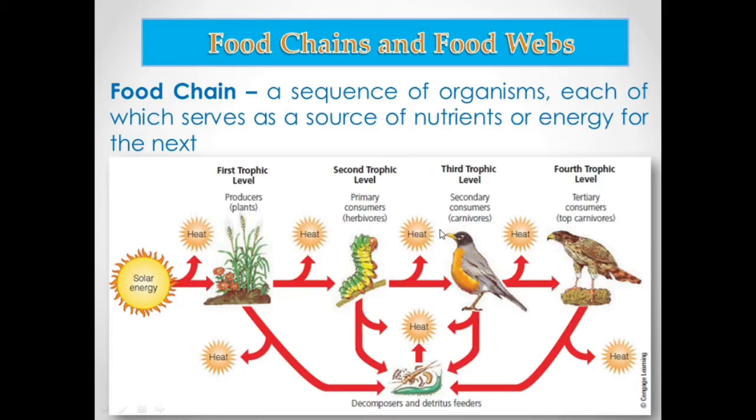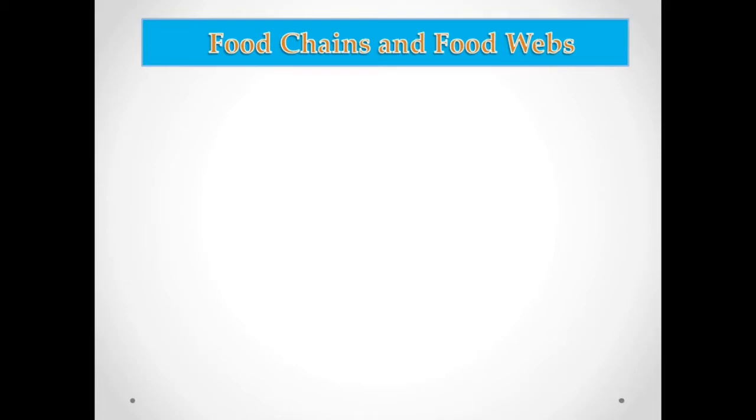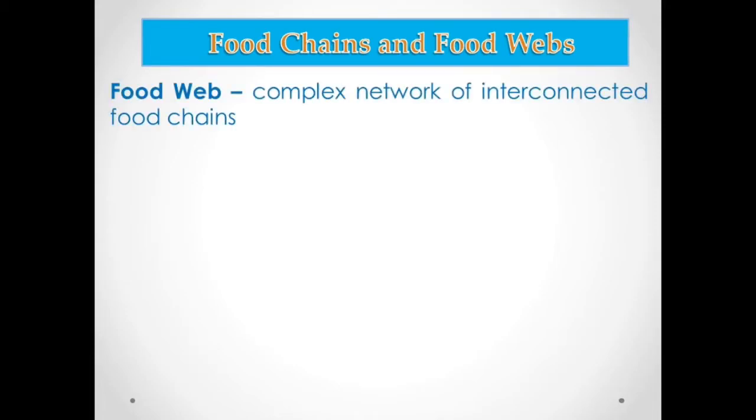In natural ecosystems, most consumers feed on more than one type of organism, and most organisms are eaten or decomposed by more than one type of consumer. Because of this, there are interconnected food chains, or what we call the food web. The food web is a complex network of interconnected food chains.